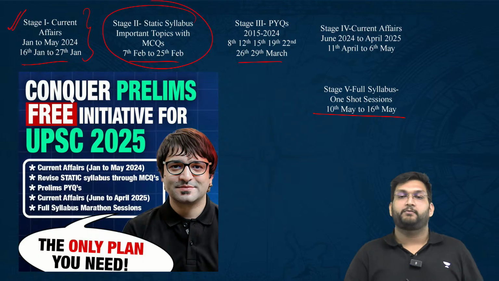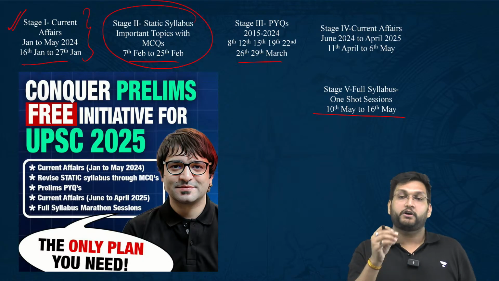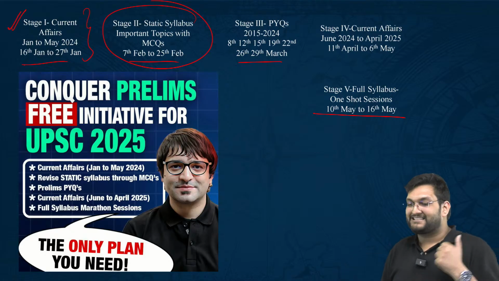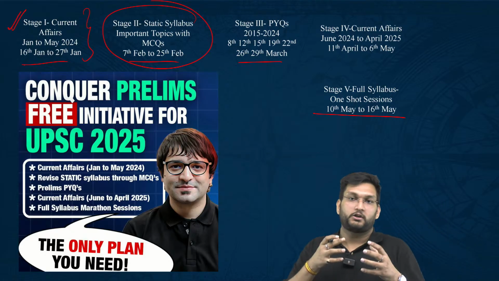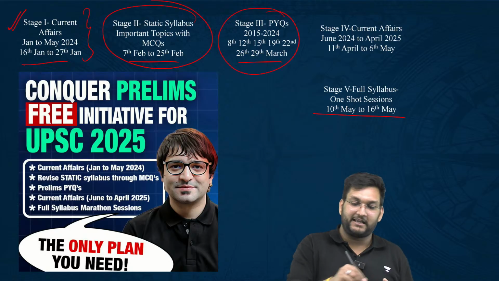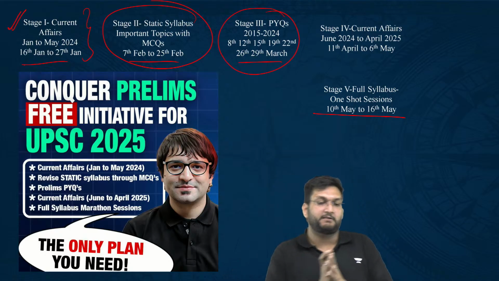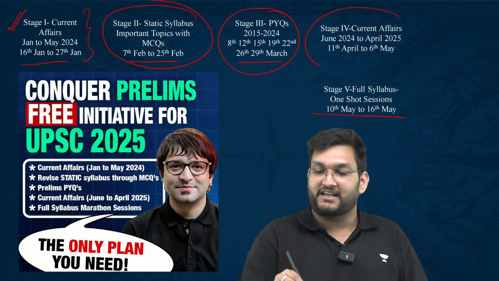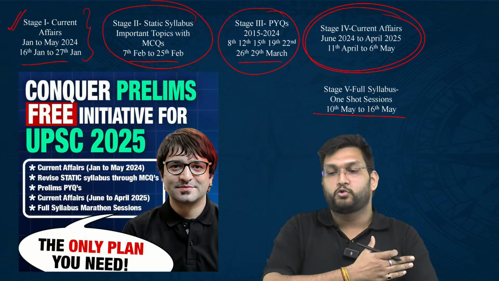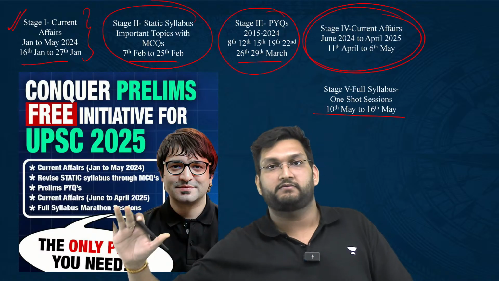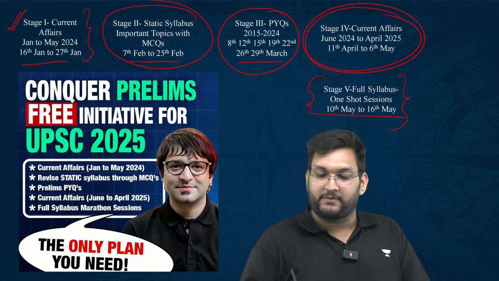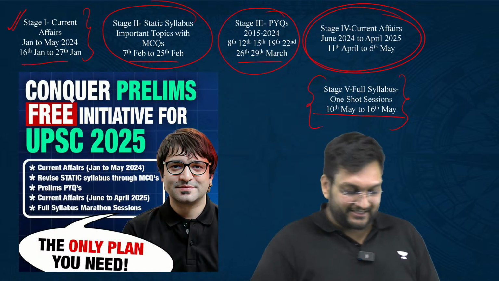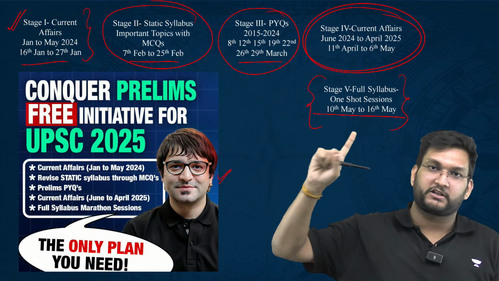Then, 7th February onwards, just 4 days before the form is going to end, we will have static syllabus discussions through MCQs. In stage 3, which is going to be on specific dates in March, we will have previous year paper analysis and discussion. In stage 4, the most critical, June to April, all current affairs will be covered. And just before your examination, we will have one-shot videos in which we will revise everything. This is your one-stop solution.